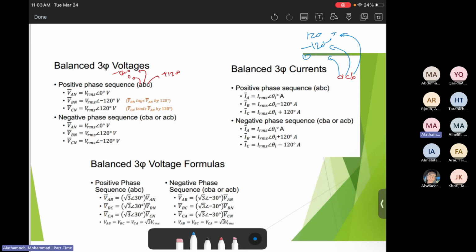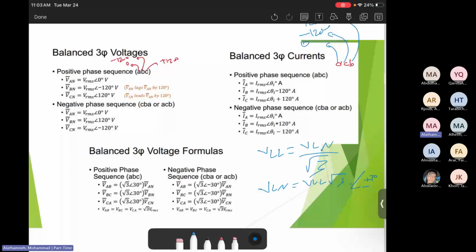Then the other thing you need to be familiar with is V line to line equals V line to neutral times square root of 3. This is very important and you need to make sure that you understand it. Or we can say V line to neutral equals V line to line divided by square root of 3. Then there is an angle. It can be positive 30 if you have a positive sequence, or negative 30 if you have a negative sequence.